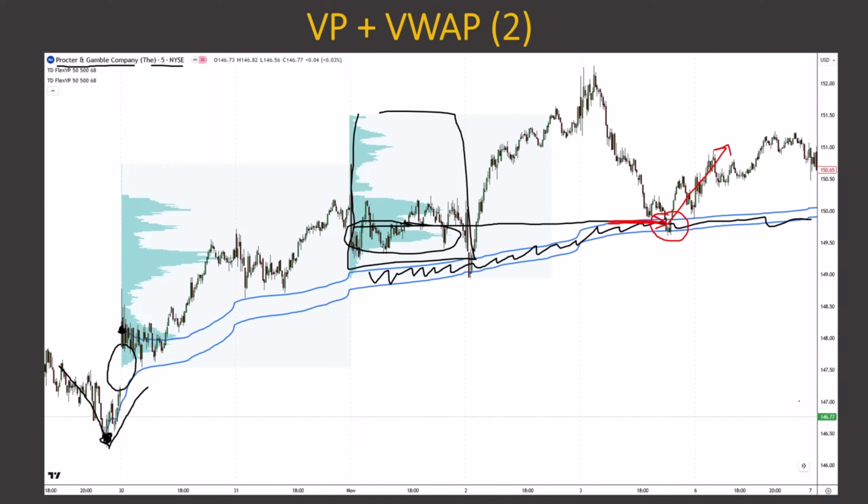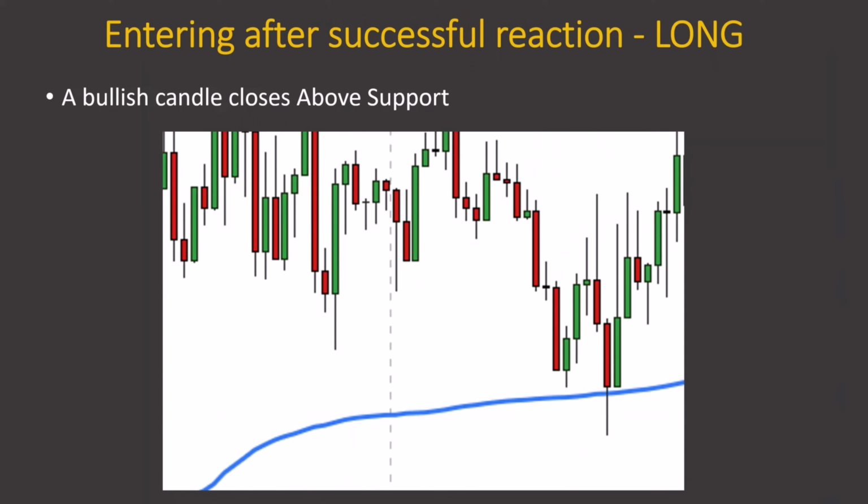All right, so this is how you can use the combos. They are really powerful. If for some reason you don't want to look for those combos, and you just want to focus on VWAP setups alone, then I recommend not trading each hit of VWAP blindly. I recommend waiting for confirmation.